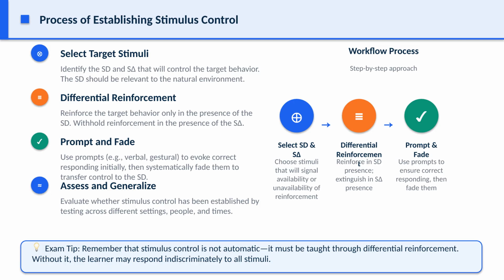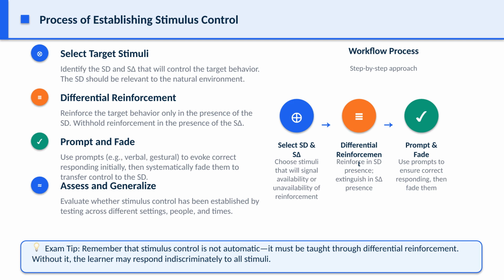The target behavior is reinforced only in the presence of the SD, while reinforcement is withheld in the presence of the S delta, creating a clear contingency that strengthens discriminated responding. Prompting and fading then help evoke correct behavior initially, using verbal, gestural, or physical prompts, which are systematically removed to transfer control to the SD alone.